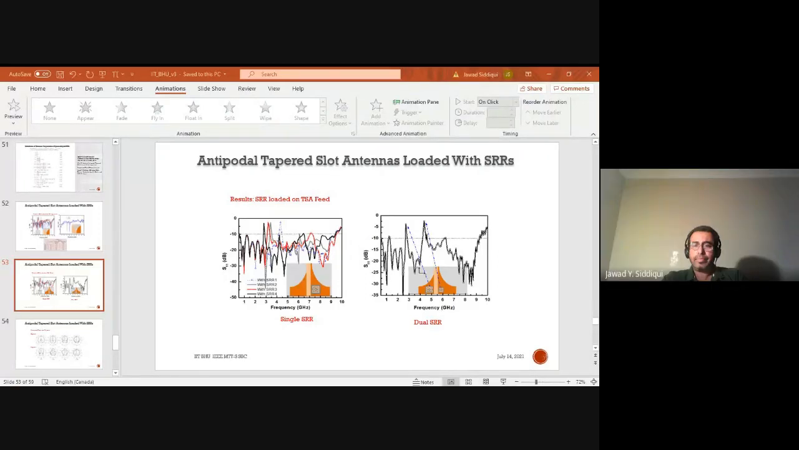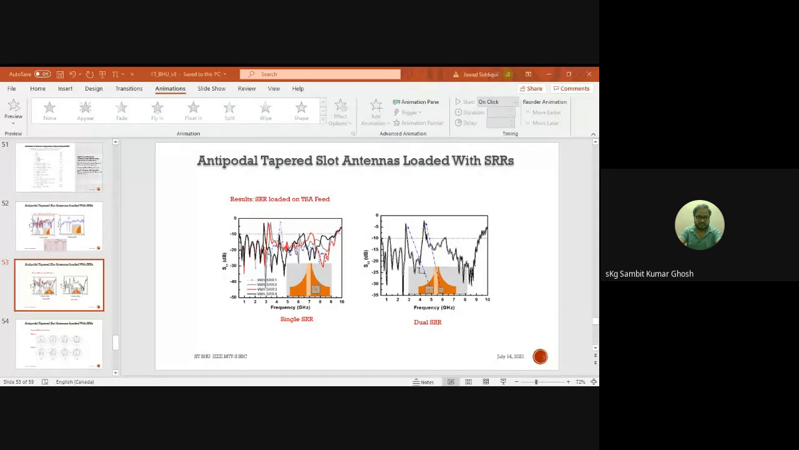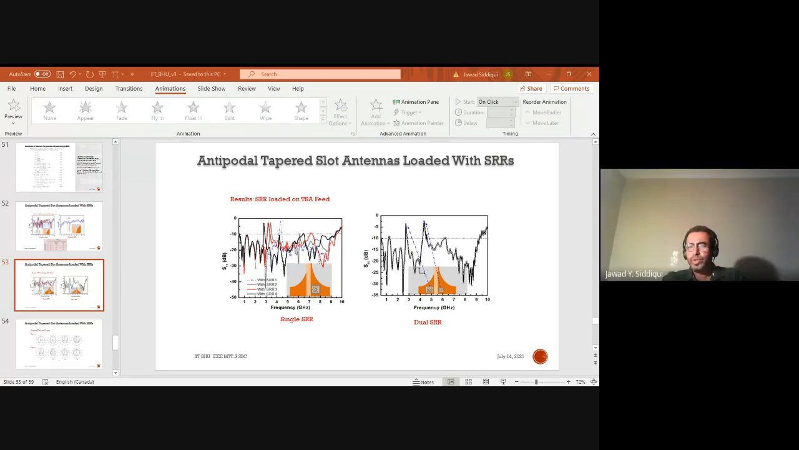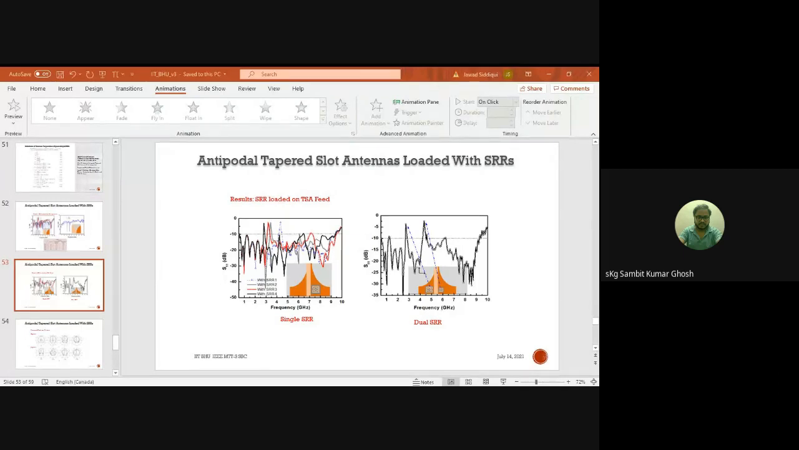Hello. Please. Thank you for this wonderful presentation, sir. I have one question. In this slide, is it a CPW fed or a partial ground fed antenna? I think I showed a CPW fed antenna. CPW fed, okay. So the split ring slots have been used here, sir?